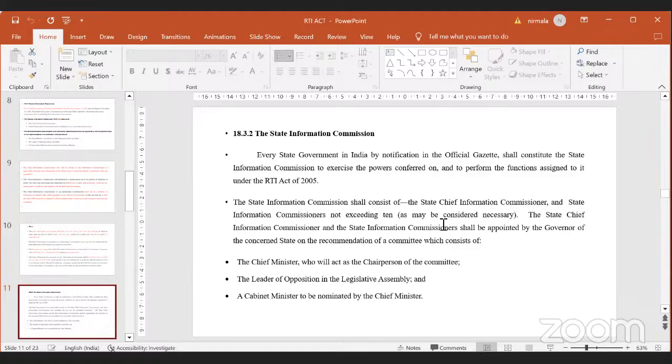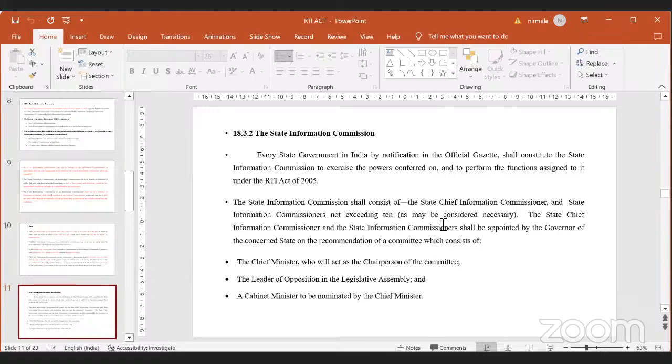The State Chief Information Commissioner and the State Information Commissioners are to be appointed by the Governor of the concerned state on the recommendation of a committee that consists of the Chief Minister, who acts as the chairperson of the committee, the leader of opposition in the state legislative assembly, and a cabinet minister who is to be nominated by the Chief Minister. So the committee would recommend the names for the positions of State Chief Information Commissioner and the State Information Commissioners.